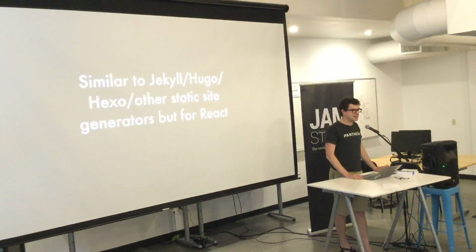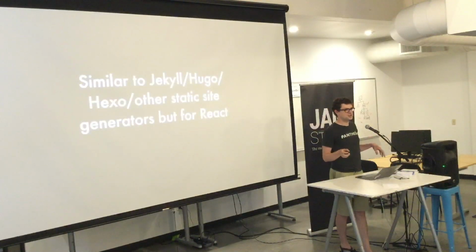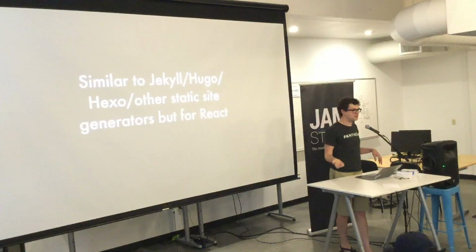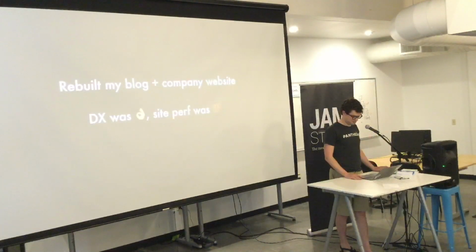At the time, Gatsby was pretty similar to the traditional static site generator mold. So Jekyll, Hugo, Hexo, like 5,000 others. It was very simple. You could have markdown pages. You could have JSON pages. You could drop a React component in. It would turn into a page. So it's very simple, very cool. And I was like, this is sweet.